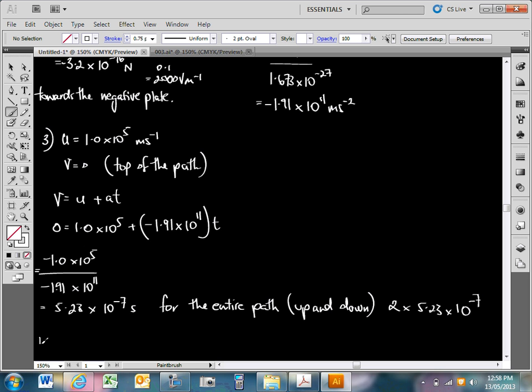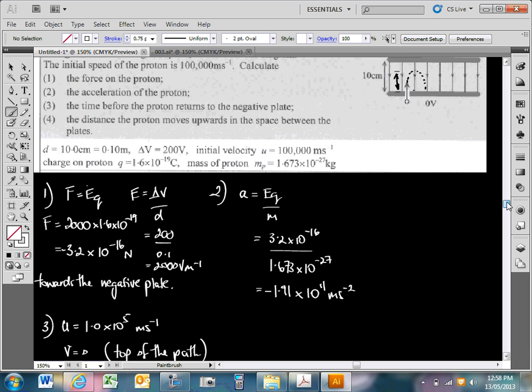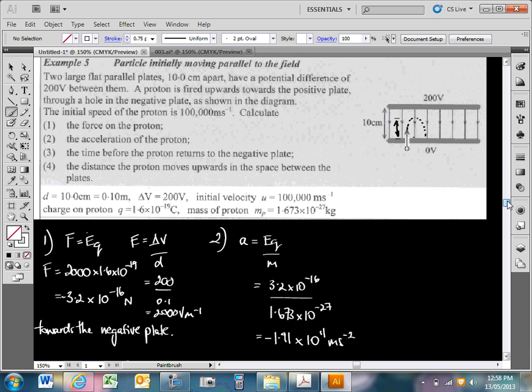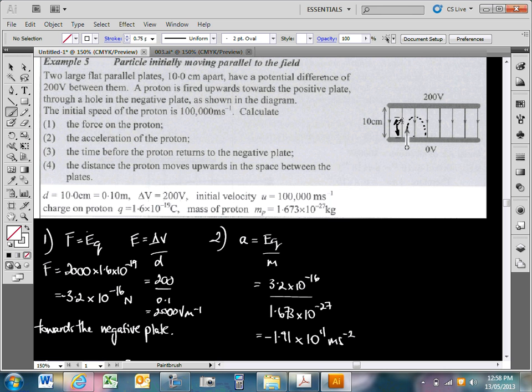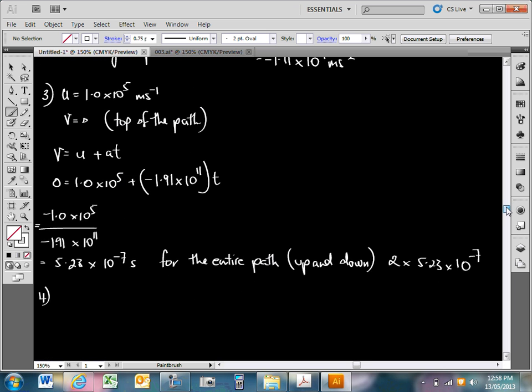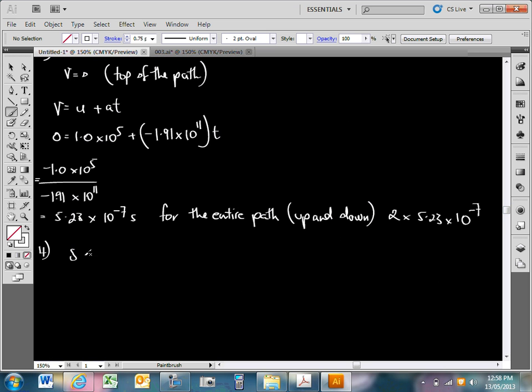4. What does 4 ask? The distance the proton moves upwards in the space between the plates. So this displacement here, what is that displacement? And I did this, S equals... Now, if we have the acceleration that it experiences and we have the time, then we can solve this.